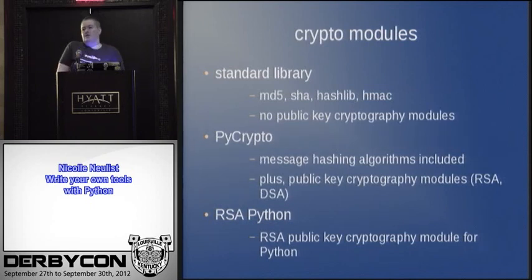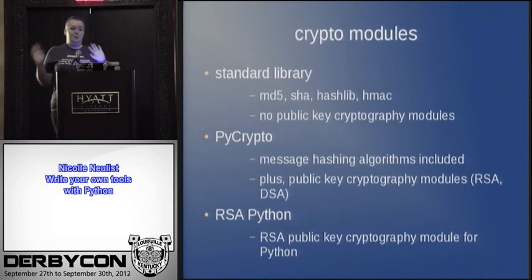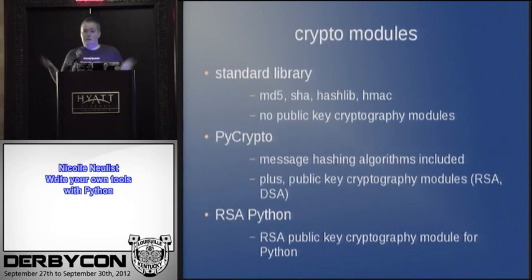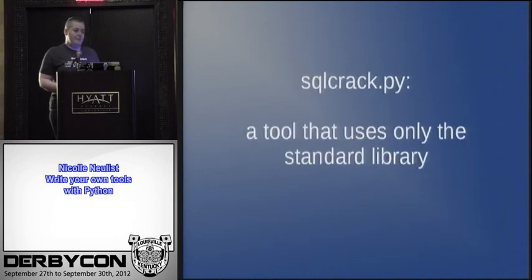Crypto modules. There's message hashing stuff in the standard library: MD5, SHA, hashlib, HMAC. There aren't public key cryptography modules though. So if you want to do any of that, there are outside modules. One is called PyCrypto, one is called RSA Python. But because of all the nasty legal malarkey about you can't export this or that kind of crypto, they've just decided to stay the heck out of it and not put the public key cryptography modules in the standard library.